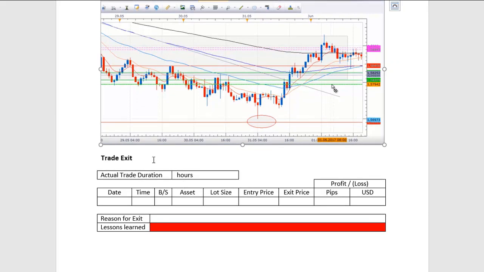And at the end is the trade exit, how long was the trade duration. So you can say, for example, it was 48 hours. I'm just writing it randomly, guys, I'm not going to calculate it now. And date, time, what date did we buy or did we sell? So if we bought, now we should be selling, right? Which asset, the lot size, entry price of the trade, and what was the exit price of the trade. So pips, and how much was your profit at the end of the day.